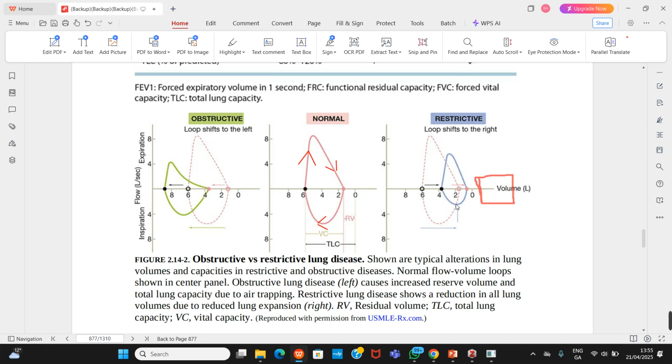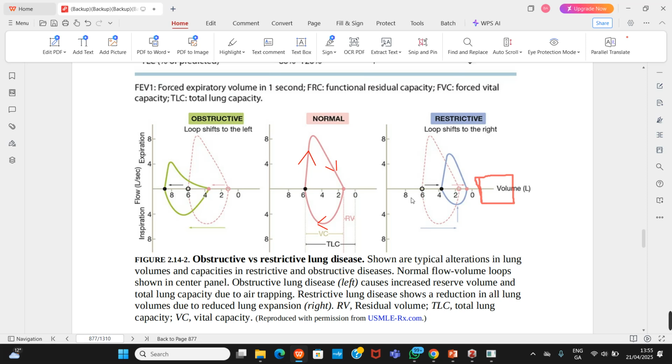But the volume of air that can be taken in inspiration for restrictive lung disease is going to be reduced. That is why we are seeing this peak being lower than normal. This is a normal. This is a peak of inspiration for restrictive lung disease. So that is where the major problem is happening.